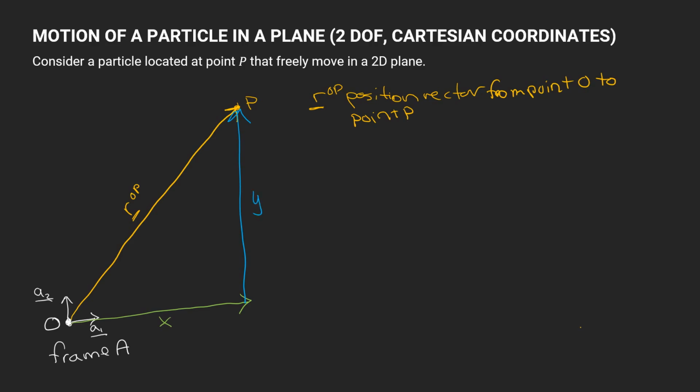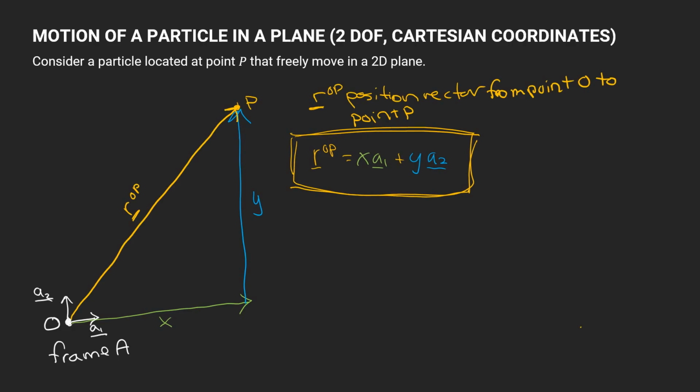And with that, we can now write out the position vector as x times A1 plus y times A2. And this right here is a mathematical description of our position vector, which has two dimensions.